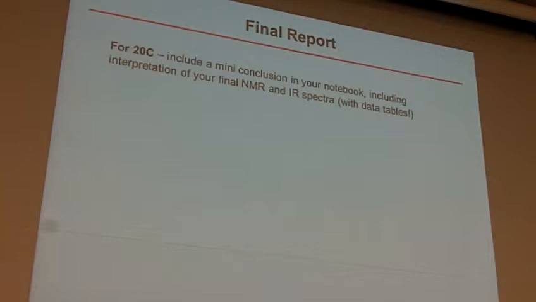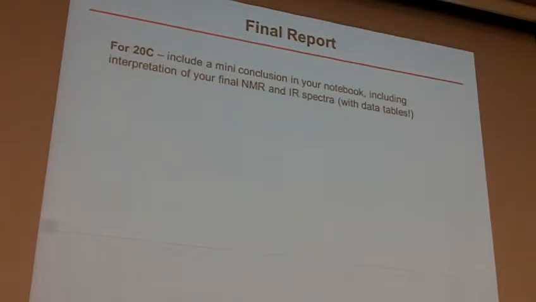So hopefully you got a mini conclusion for A and a mini conclusion for B as we've been going along. So again, just that quick little paragraph. This one, 20C, is going to be a little bit bigger because this conclusion is the part where you actually analyze your own data. This is your time to put in your NMR and IR spectra with their data tables.